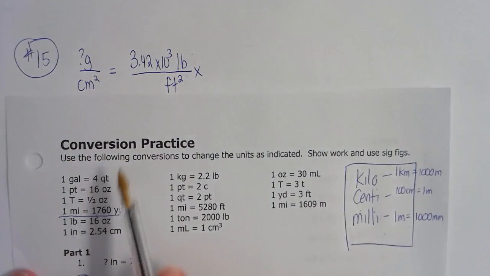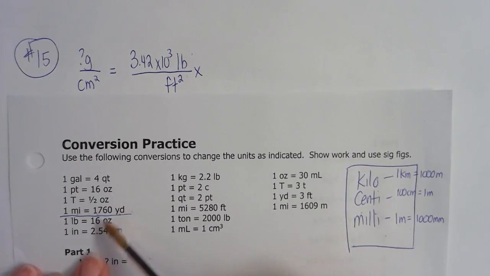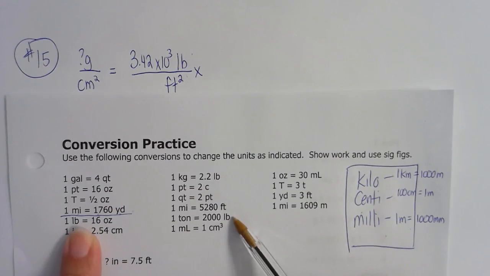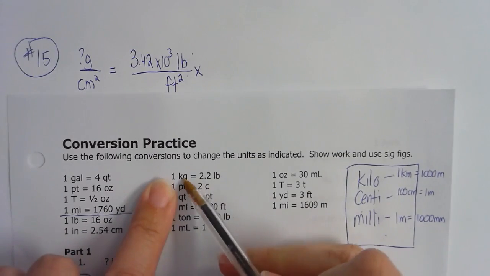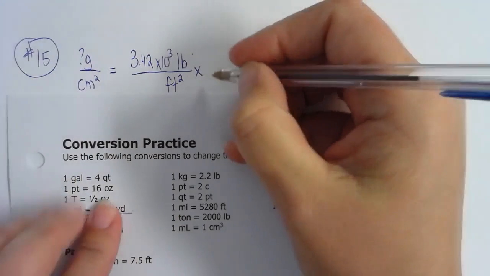Look on your list here. Do we see anything that can help us do pounds to grams? I have pounds and ounces, pounds and kilograms, pounds and tons. If we went pounds to kilograms, then we could go kilograms to grams, right? Yeah. Okay, so let's do that.